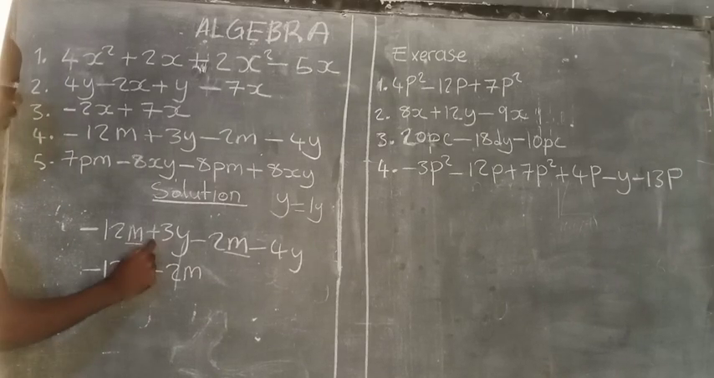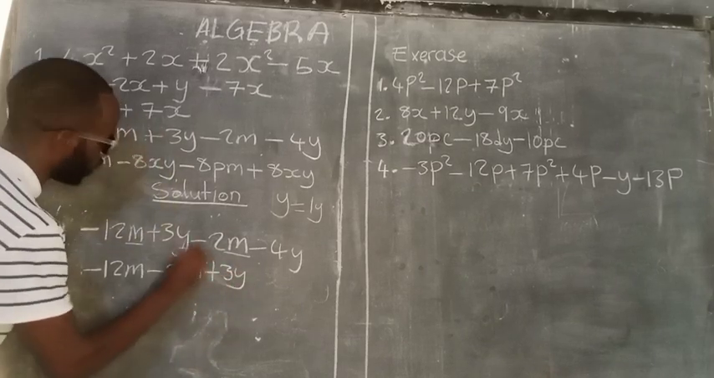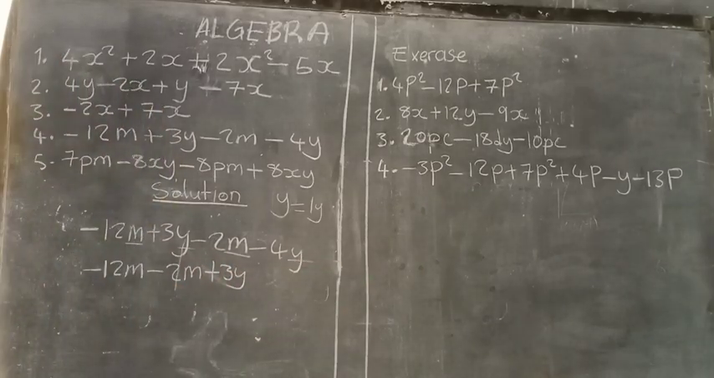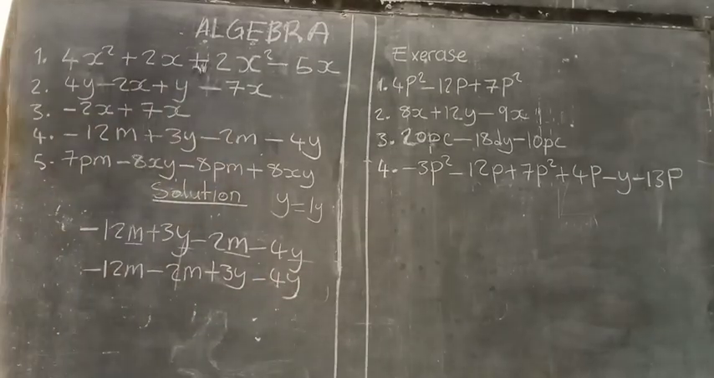The remaining terms, we have positive 3y. We put this y is exactly the same as this y. Minus 4y.